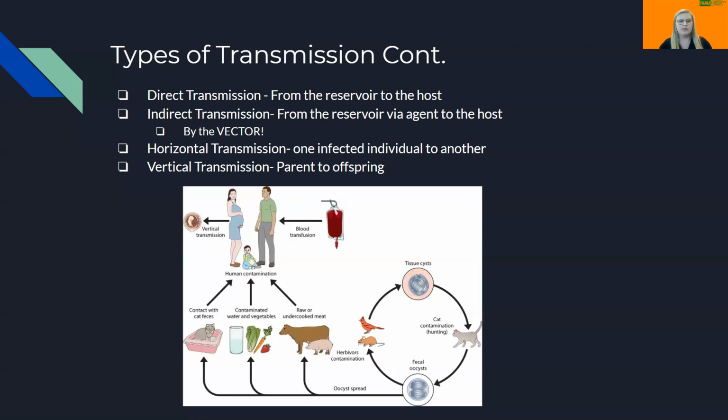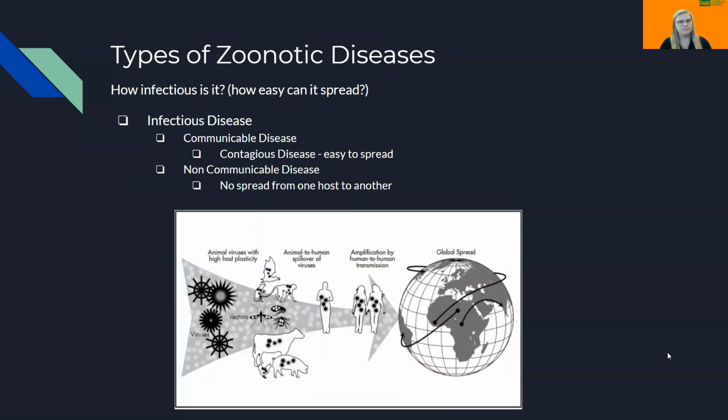Horizontal transmission is one infected individual to another, and then vertical transmission is from parent to offspring. So if you look in this diagram here, you have this nice, lovely lady. She is pregnant. And so vertical transmission means that if she contracted disease, she's going to give that to the fetus that is living inside of her uterus. And then horizontal transmission is if she was infected with a disease and then gave it to her husband. That would be the example of horizontal transmission. And this graph is wonderful for how diseases spread. So just take a look at that when we're all said and done here.